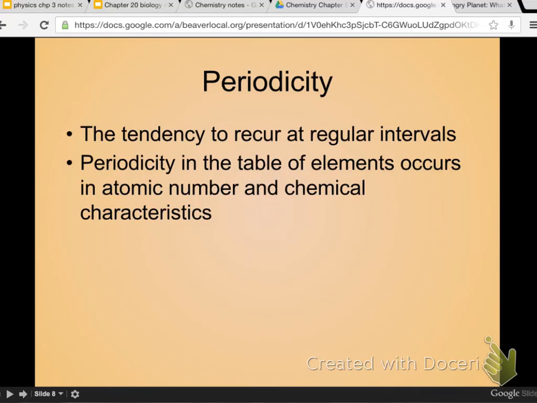When we talk about chemical periodicity, we're talking about the fact that if we organize the elements in order of increasing protons, there are characteristics that recur at regular intervals. So I just wanted to make sure we had that.